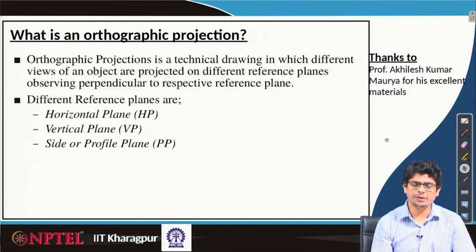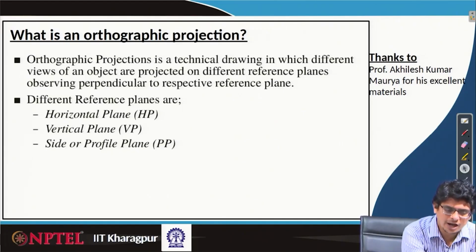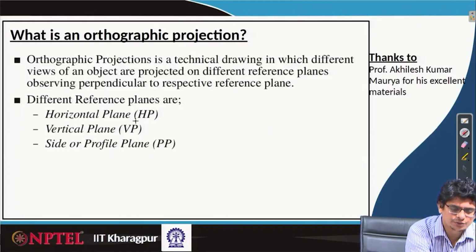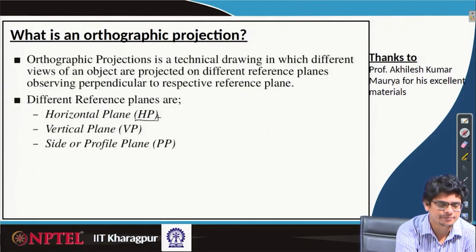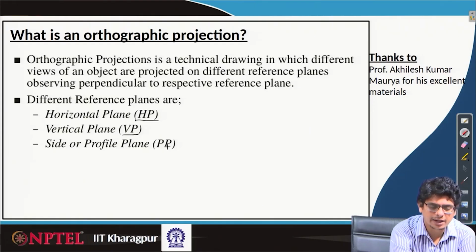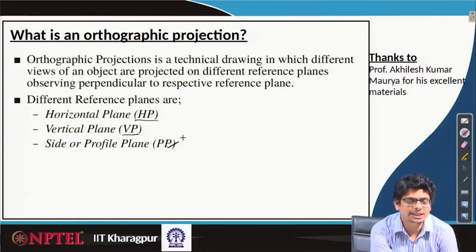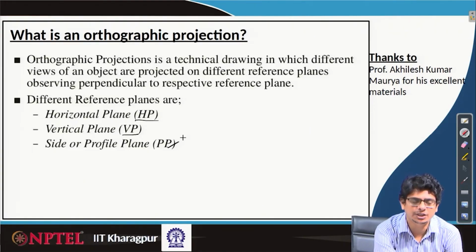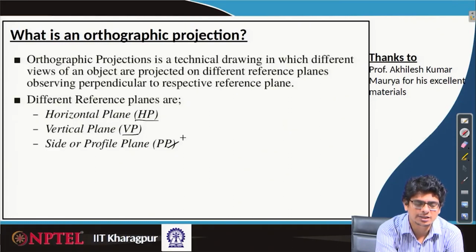The different reference planes can be a horizontal plane, which we denote by HP, a vertical plane we denote by VP, and side or profile planes by PP. These are the standard conventions for engineering drawing to locate different reference planes as horizontal plane, vertical plane, side or profile planes.